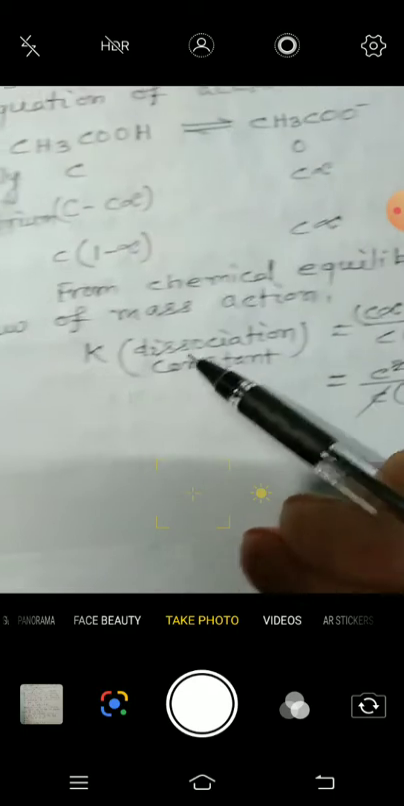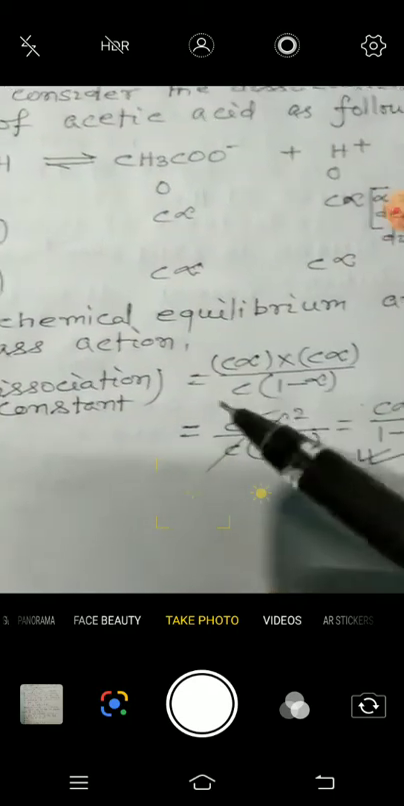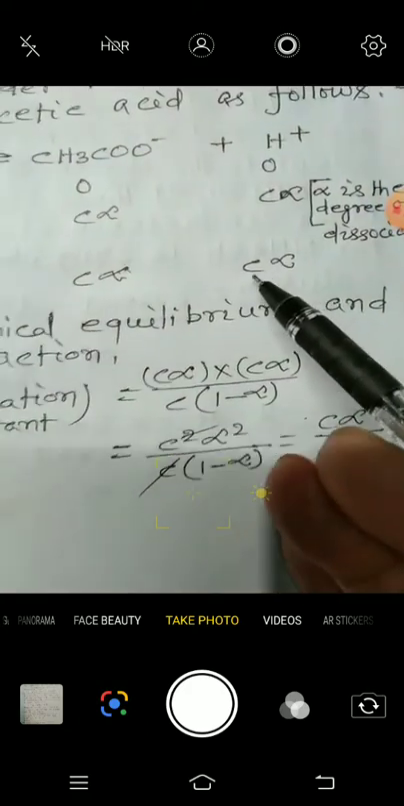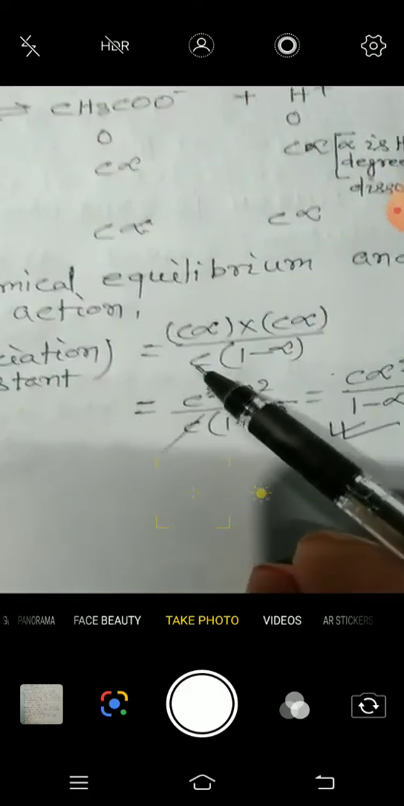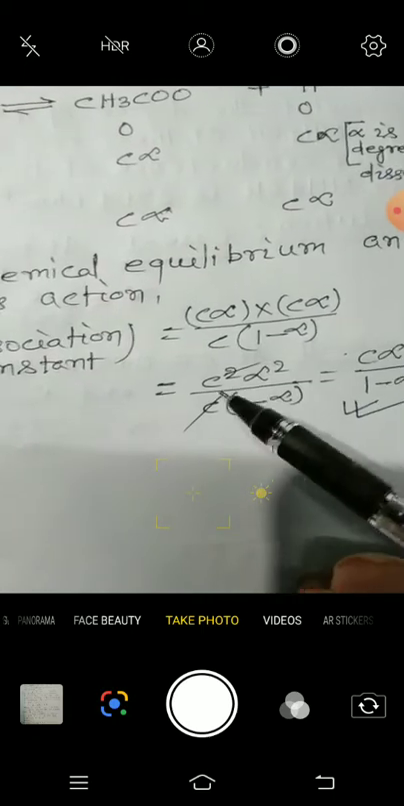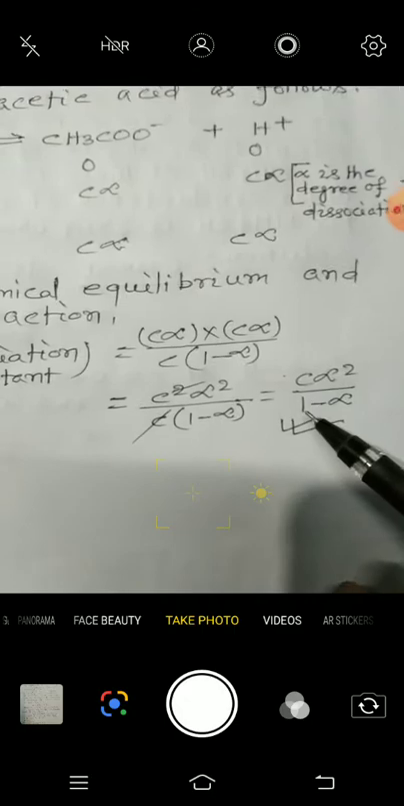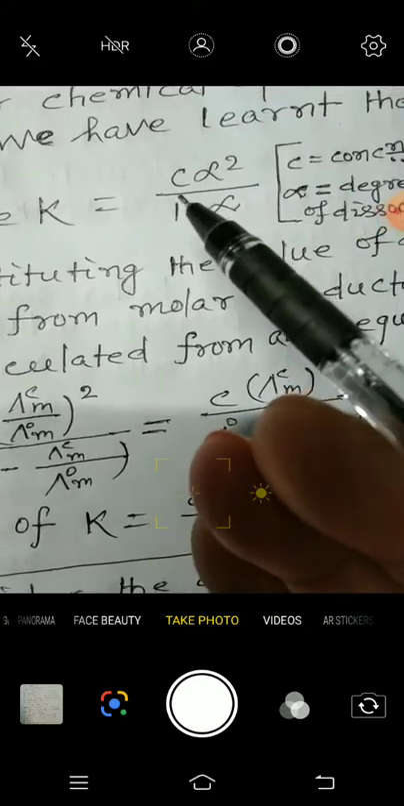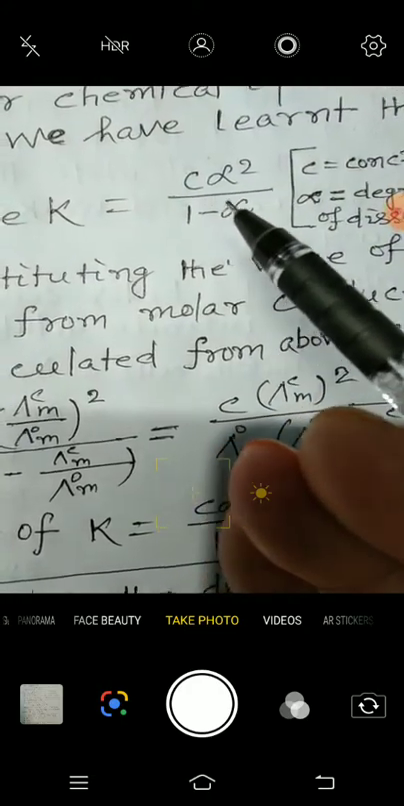So the equilibrium constant will become what? The product of the concentrations of the products divided by the molar concentration of the reactants, and you will get such an equation. So this is about how this equation comes, where from this equation has been written here. So this is for your concept.